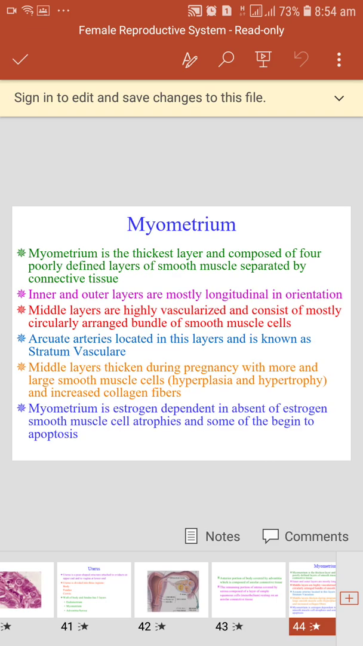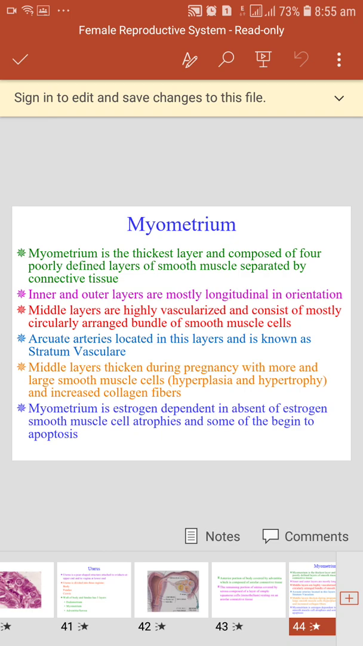What is myometrium? Myometrium is the thickest layer and composed of 4 poorly defined layers of smooth muscle separated by connective tissue. Inner and outer layers are mostly longitudinal in orientation. Middle layer is highly vascularized and consists of mostly circularly arranged bundles of smooth muscle cells. Arcuate artery is located in this layer, known as the stratum vascularis.